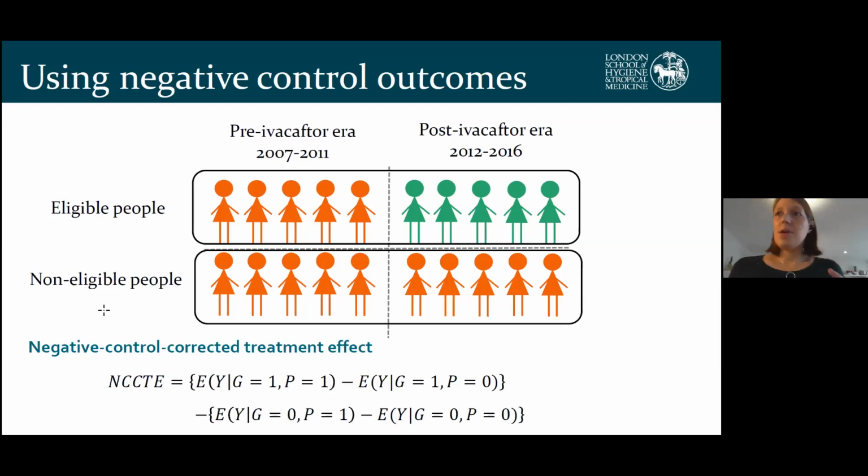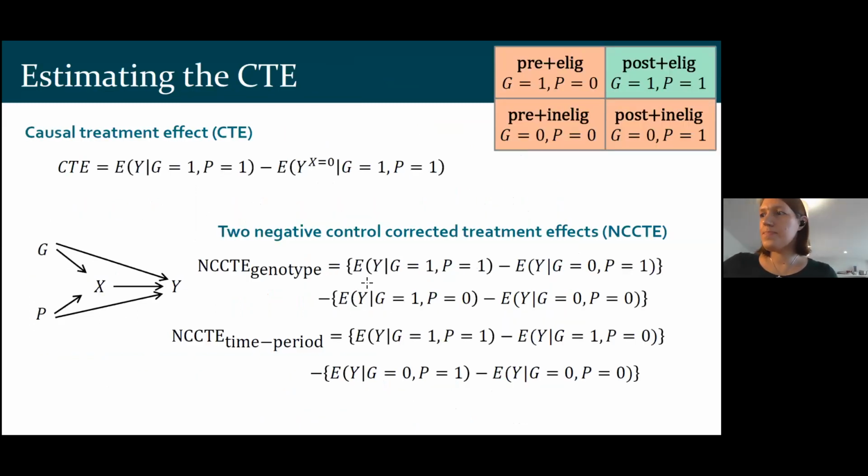So all of this again comes back to this assumption of no G by P interaction. So we assume that things improving over time in these ineligible people are also improving over time in the same way in the eligible genotype group. So this is just a summary. We end up under this DAG with two possible negative control corrected treatment effects, both of which make use of these four groups, but just in a slightly different way.